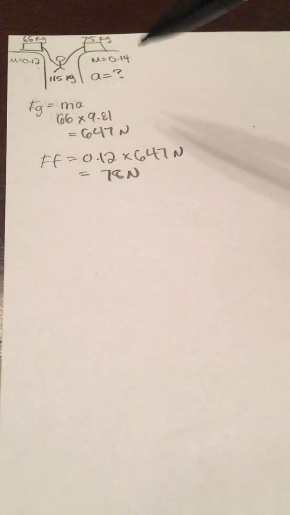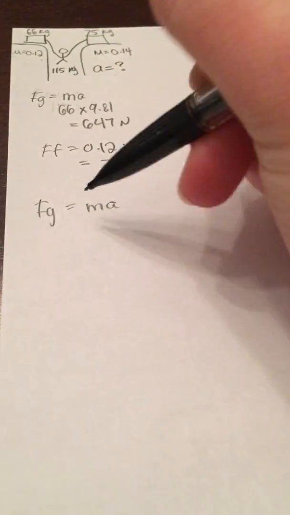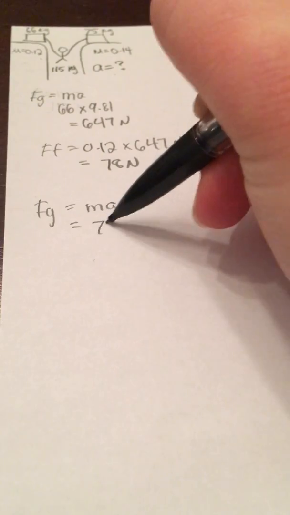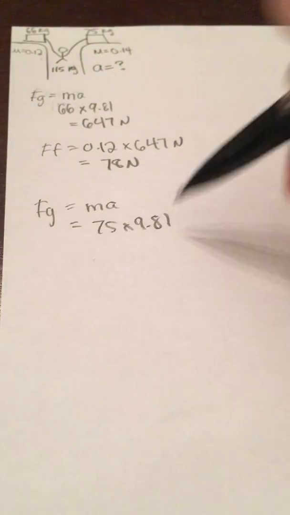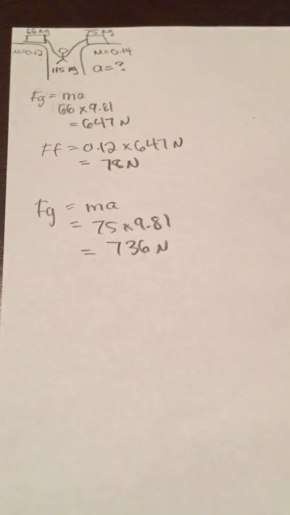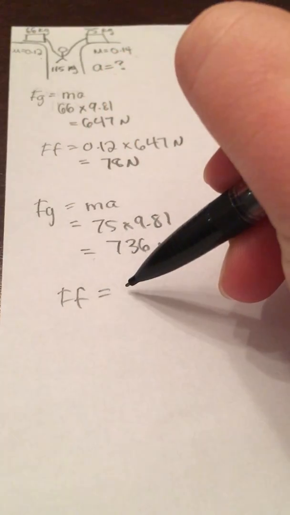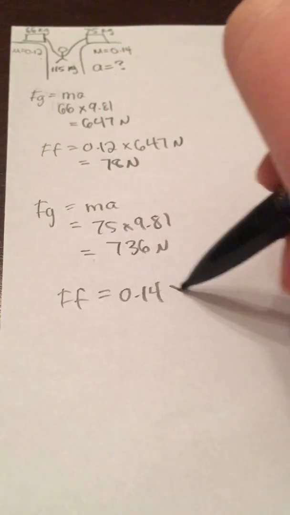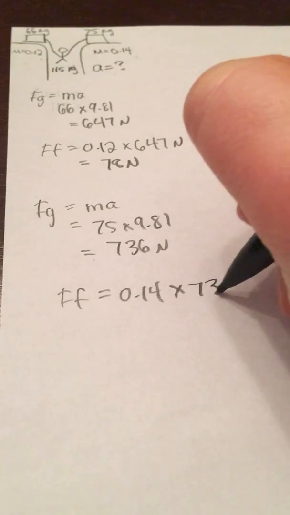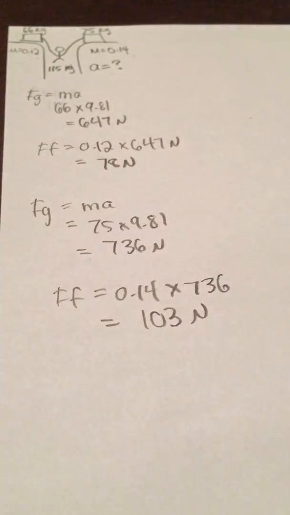Then to find the force of friction for the next box, we're just going to switch the numbers up. So we have mass times acceleration again, which is 75 times 9.81, and we get 736 newtons. Then we multiply by the coefficient of friction, which is 0.14. So the force of friction equals 0.14 times 736, and that gives us 103 newtons.